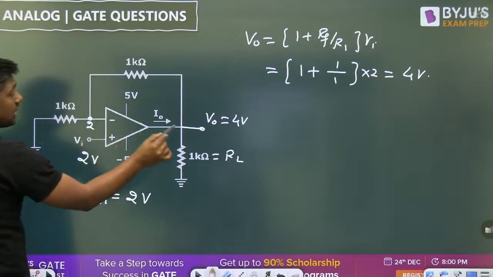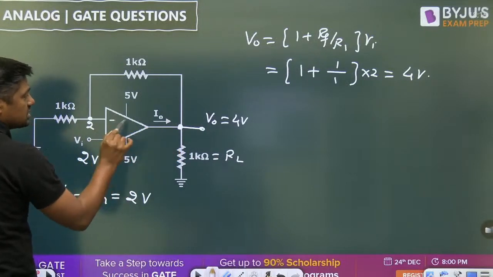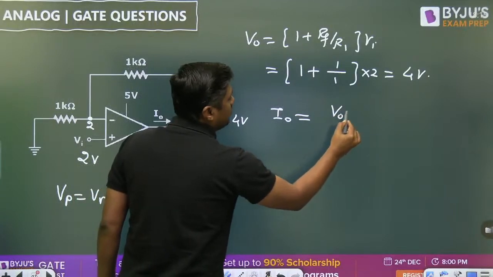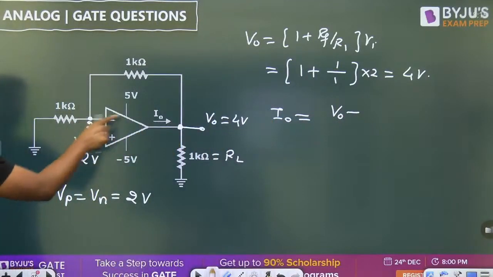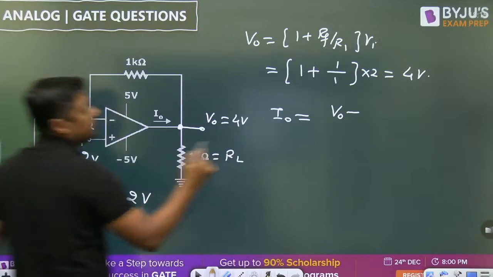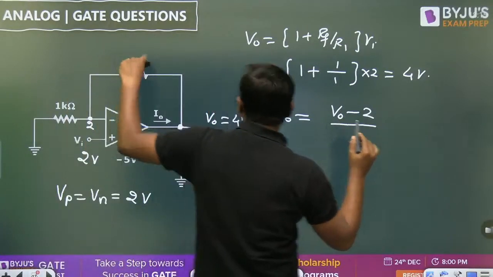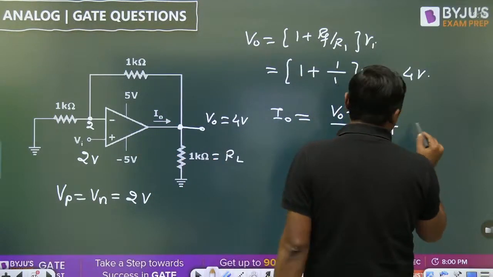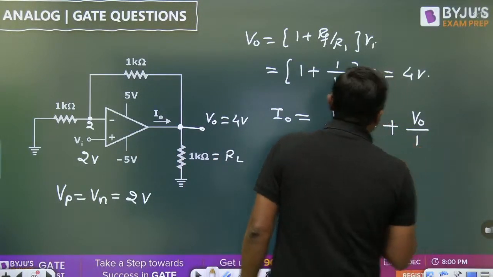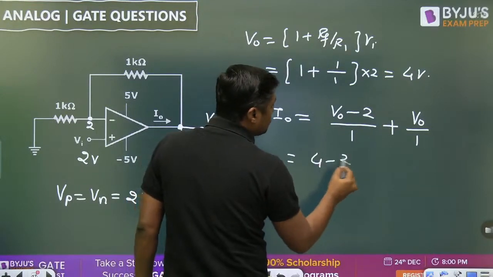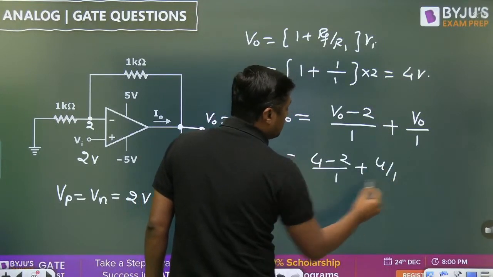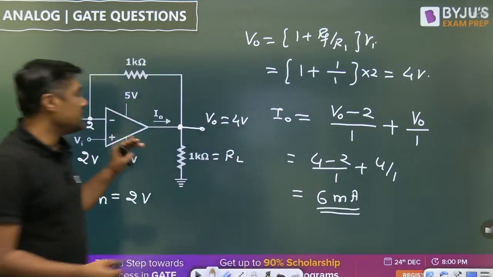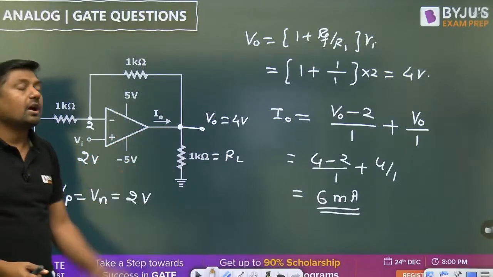Now what is the I0? Write down the KCL at this point. So I0 is the incoming current. And what is the outgoing current? V0 minus Vi. What is the voltage at this point? V0 minus 2 volt, divided by 1 kilo ohm, plus V0 minus 0 by 1 kilo ohm. So this is 4 minus 2 divided by 1, plus 4 by 1. This will become 6 milliampere. 6 milliampere is the current through this branch.